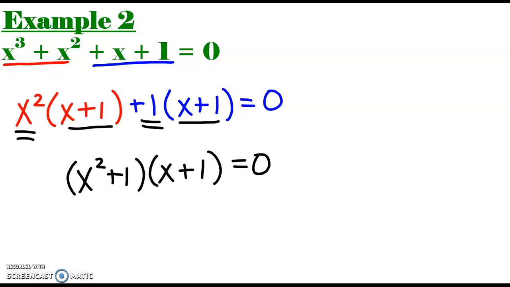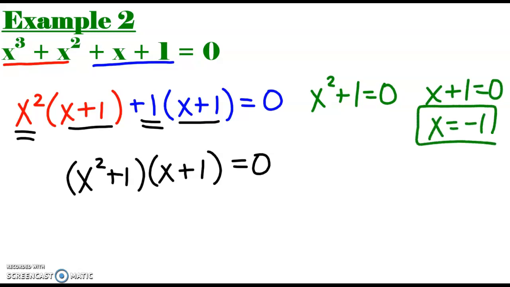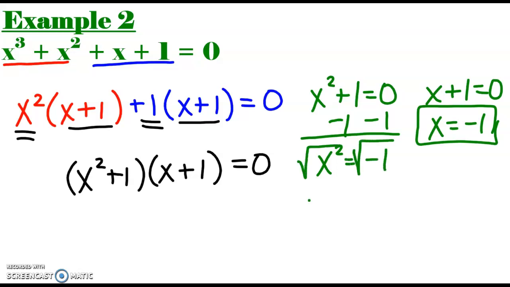So then we set our factors equal to 0 and solve them. So we would do x squared plus 1 equals 0 and x plus 1 equals 0. So we know that x plus 1 gives us a solution of negative 1. To solve x squared plus 1, we subtract 1. So we're at x squared equals negative 1. To get rid of a square, we square root. So the square roots of negative 1 would be positive and negative i, or positive and negative 1i. So we've got 3 answers: negative 1, positive i, and negative i.